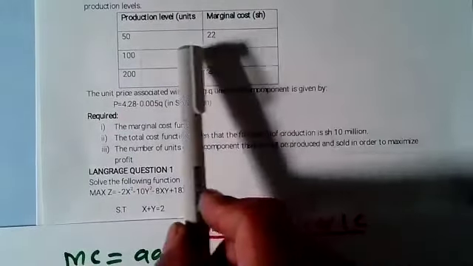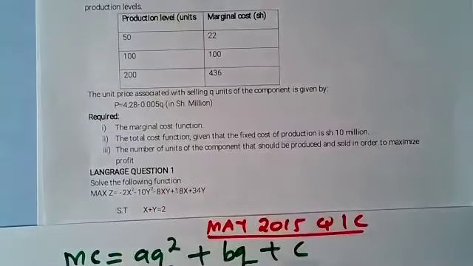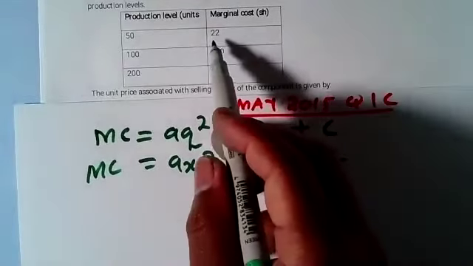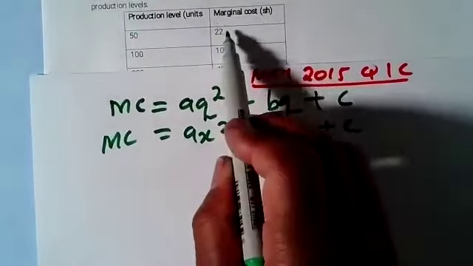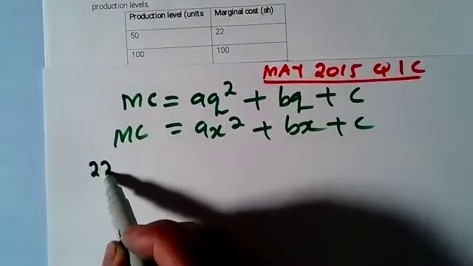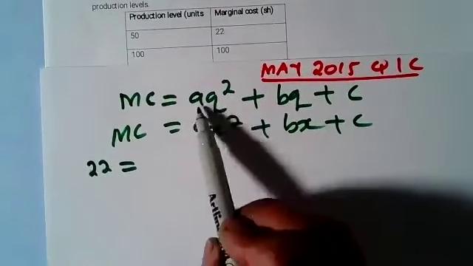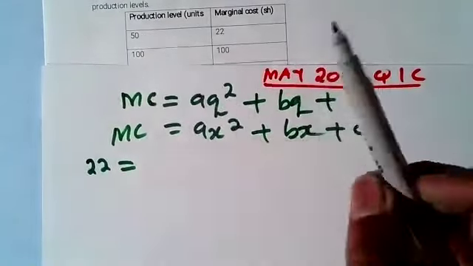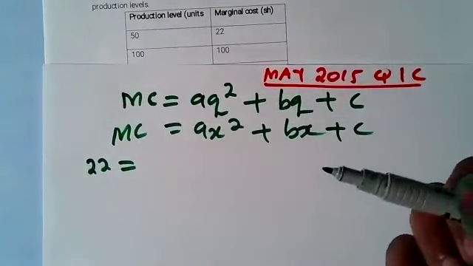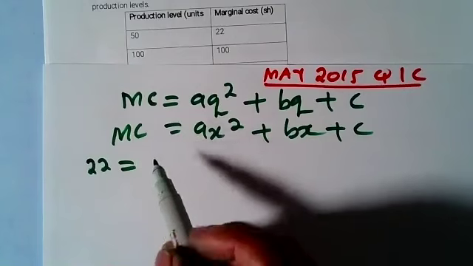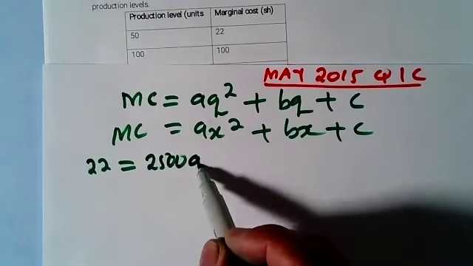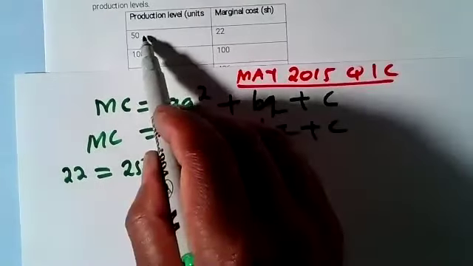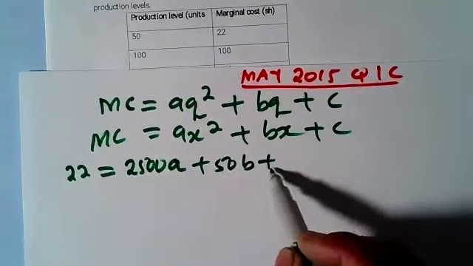We have the marginal cost, we have the production level. Now the production level, the units, that will be Q. This is the first equation we are developing here. We already have the marginal cost, which is 22. So 22 is equal to AQ squared. Our Q is 50, that's the quantity. So you do 50 squared. If you square 50, you'll get 2500A plus BQ. Our Q is 50, so it will be 50B plus C.